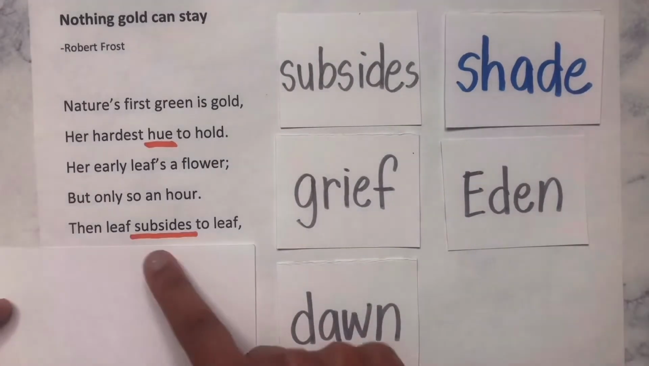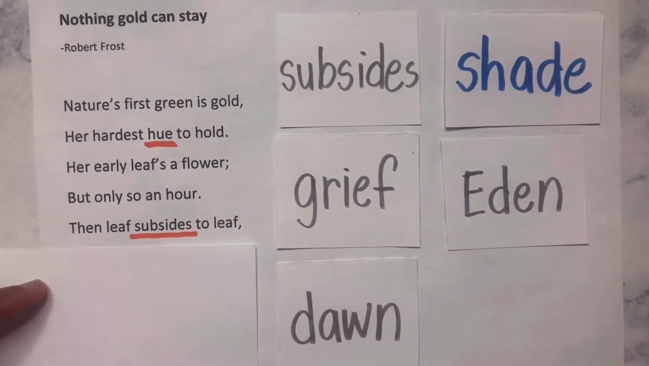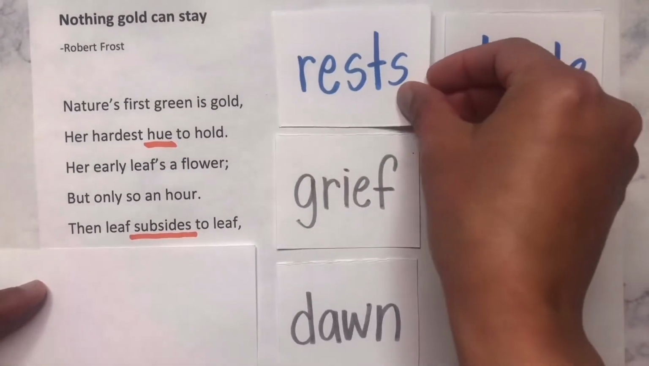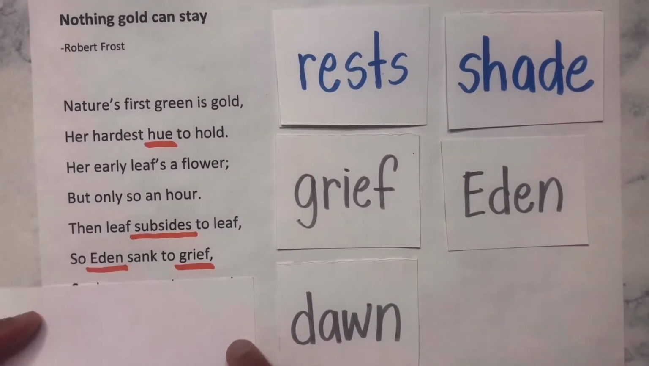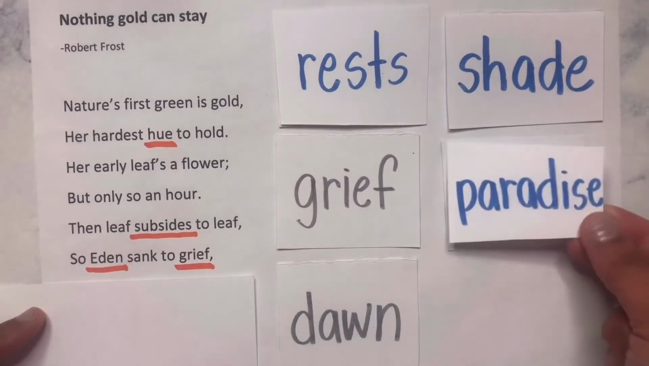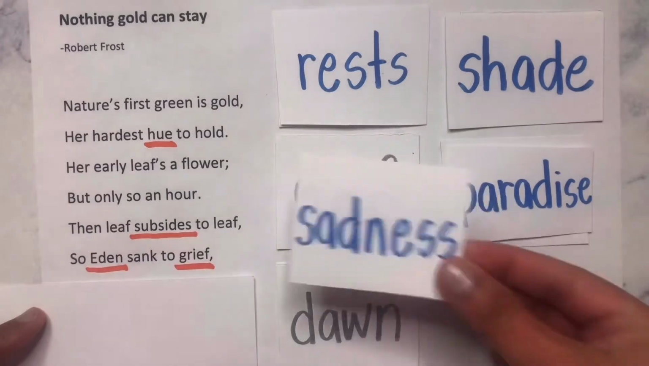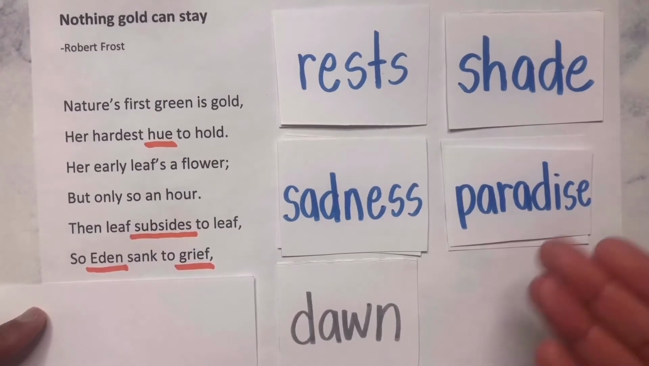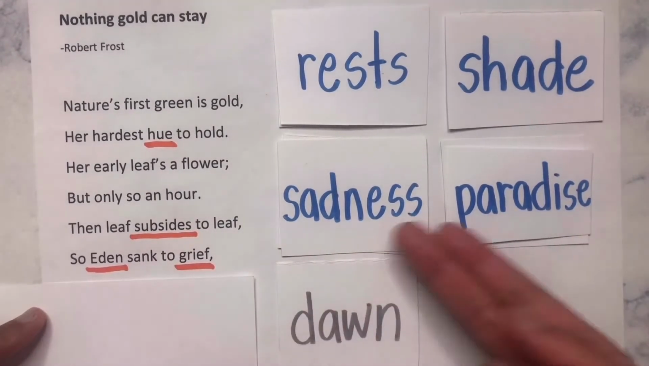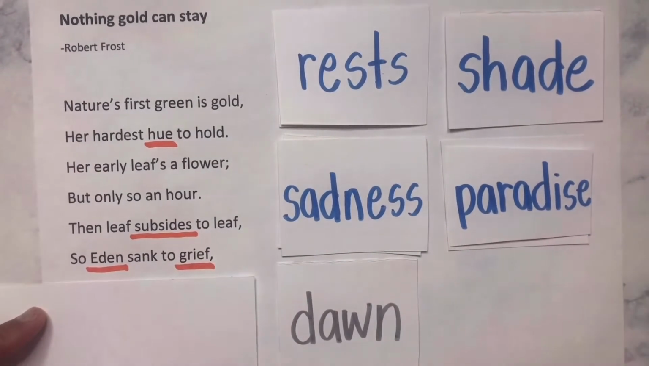We move on to subsides, then leaf subsides to leaf. We can say it rests, as a leaf stays as a leaf. So Eden sank to grief. And I mentioned that Eden is basically a paradise in the biblical study. And grief is to have a lot of sadness. More simply, something that makes us happy, like a paradise or heaven, sank to grief. Goes down to grief, meaning that the happiness that we can find in paradise is no longer there.